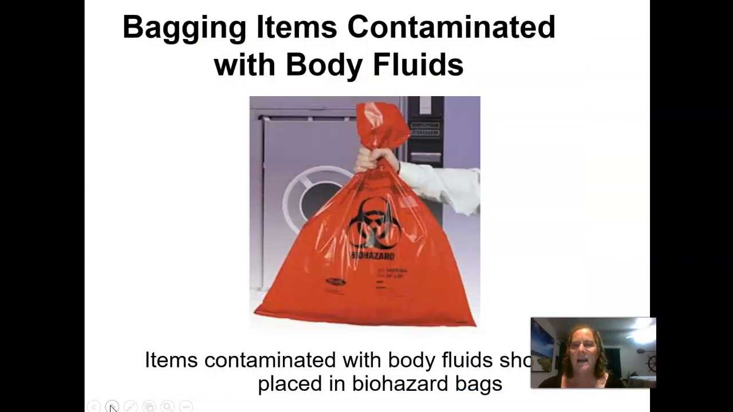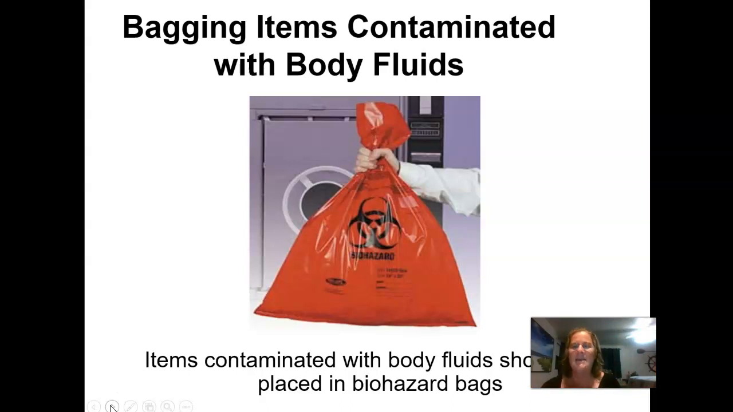Now, as far as bagging items that are contaminated with bodily fluids, if you have something that's really saturated with bodily fluids, we will always double bag. A lot of times, depending on where you work, airborne precautions, they may still double bag. We don't always double bag everything coming out of a contact isolation room, though. So, for instance, trash, a lot of times you would bag up the trash in the room, and then there would be somebody right outside the room with a biohazard bag, and you would dump your trash into that biohazard bag, and then they would end up taking it out.